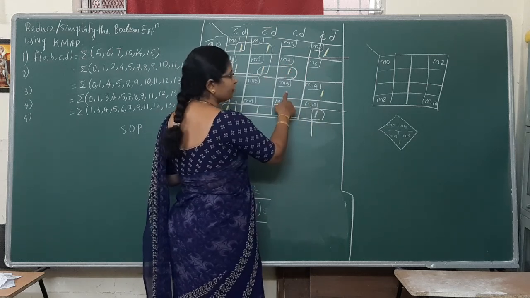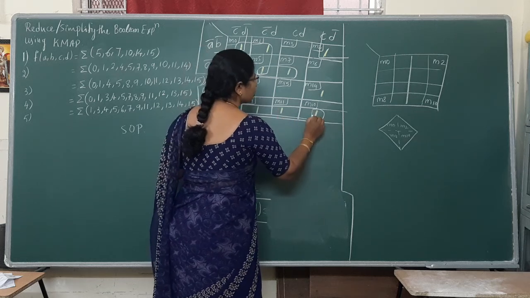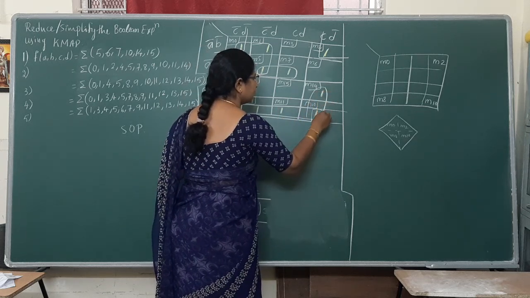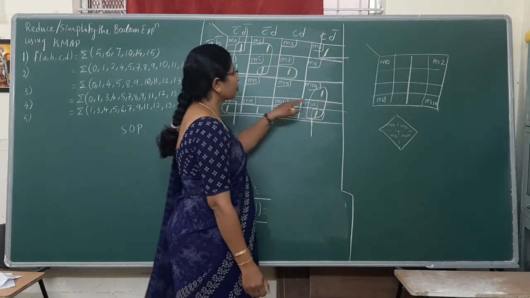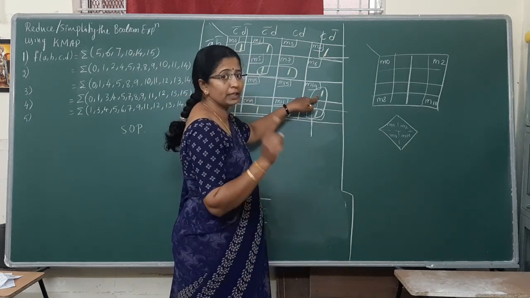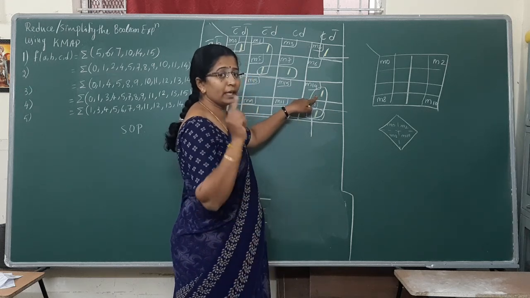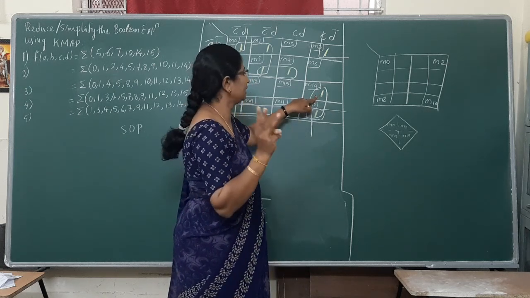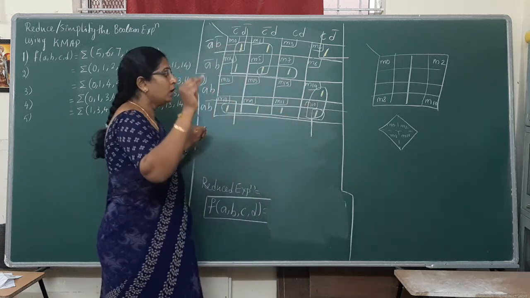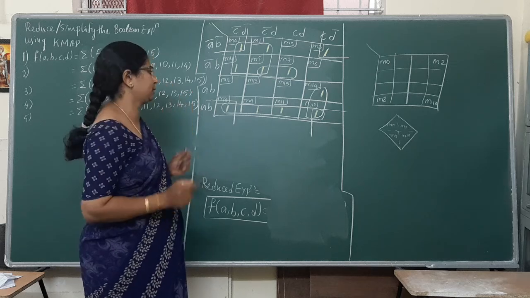Here also 15 is not adjacent, the value is not there. Hence it is also possible with a pair. See, you are not supposed to keep it single. If you keep it single, you will get a term with 4 variables. If you group with a pair, you will get a term with 3 variables. That is important here. We need to reduce the big expression into a small expression.